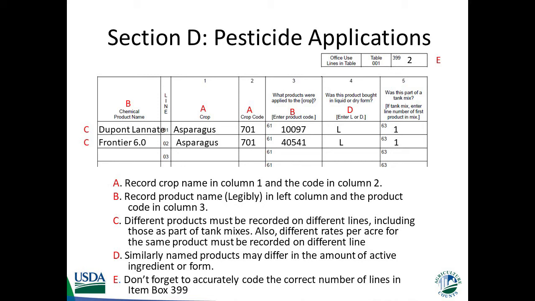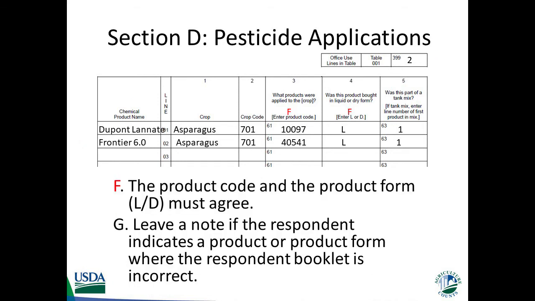If you are still having trouble finding the correct product code, it is possible that the product being applied is too new to be in any of the databases. Have your supervisor reach out to the regional office staff to do some digging on those chemicals. If worse comes to worse, a new chemical code can be requested for a new product. Finally, don't forget to record the number of lines used in the table. Although this is an office use box, this number will be needed when you eventually transfer the data into the CAPI instrument. Knowing this number will help make sure all applications are accounted for properly.